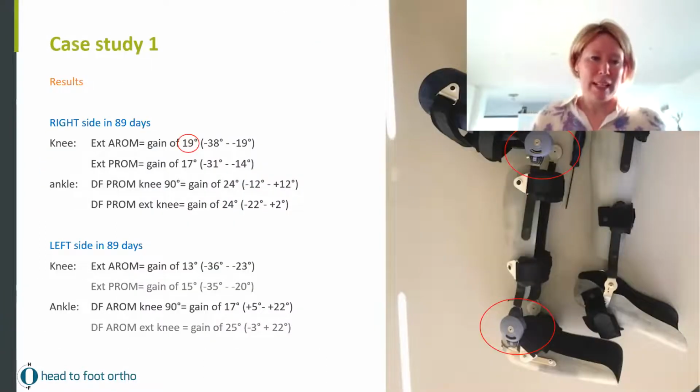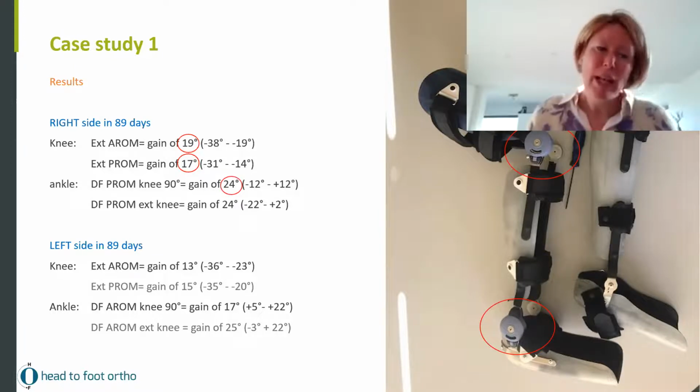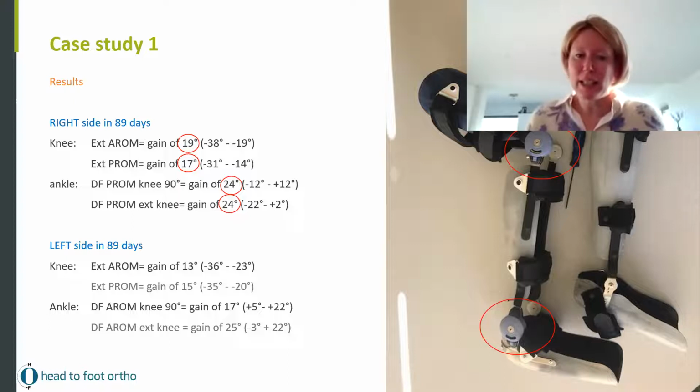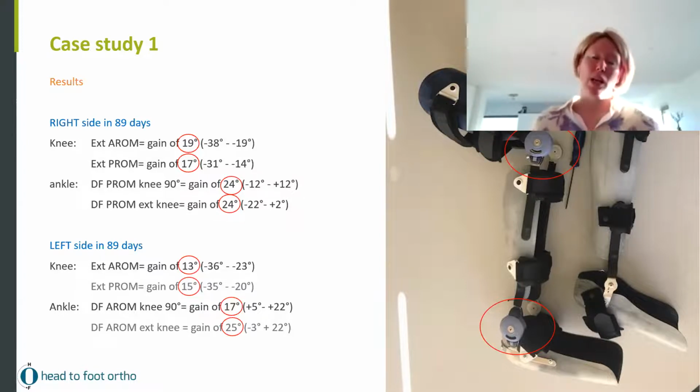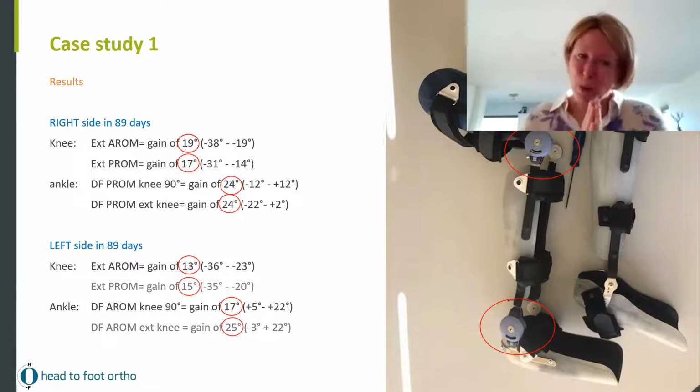So if we look at the gain we had in the knee in the active range of motion, a gain of 19 degrees in 89 days, a gain of 17 degrees passively. In the ankle, we gained 24, and again 24 with the knee extended up to 2 degrees. In the left side, we had a gain of 13 degrees, a gain of 15 degrees, a gain of 17 degrees, and a gain of 25 degrees. So that's pretty beautiful for just knowing that we had contractures for more than one side, almost 7 years.